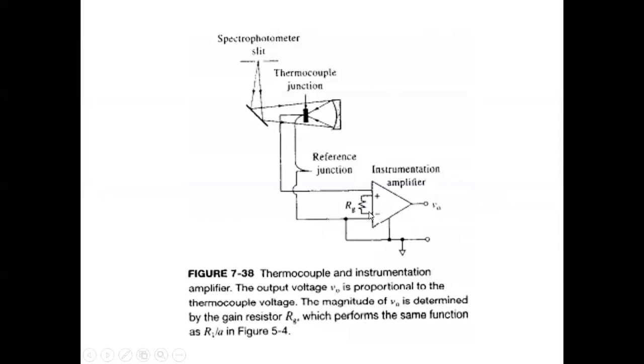This is the instrumentation amplifier. This is the thermocouple. The slit, the spectrophotometer slit, means that this is the exit slit of the monochromator, and radiation comes and there will be a thermocouple junction and all the mirrors and all these things and the reference, and then it will go like this. When the radiation hits, it will go to the thermocouple junction. Radiation comes from the exit slit and goes towards the thermocouple.